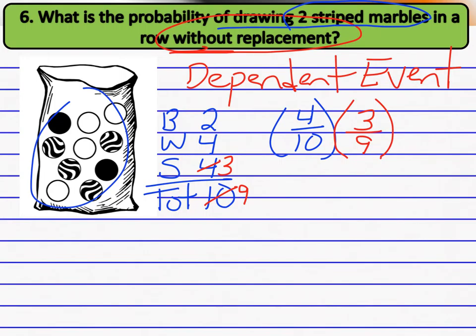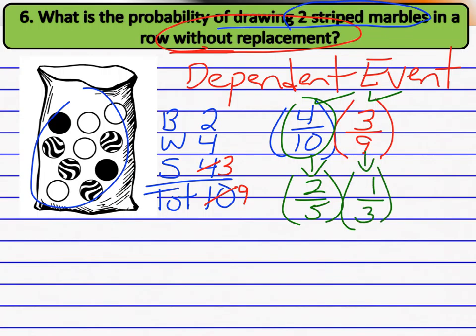So there are 2 different pulls. That means 2 different fractions. I'm going to go ahead and simplify them first before I multiply across. I know these can both be divided by 2, so that is 2/5, parentheses around it. I can simplify this one too. 3 goes into both. I know that is 1/3. Now I'm going to multiply across for that final answer.